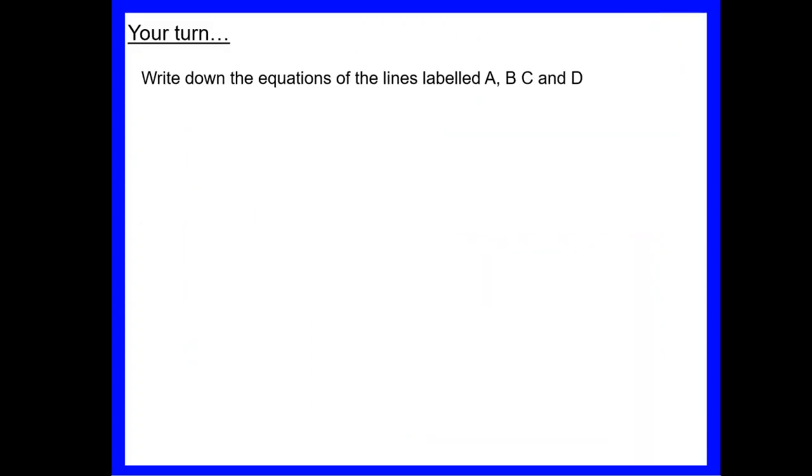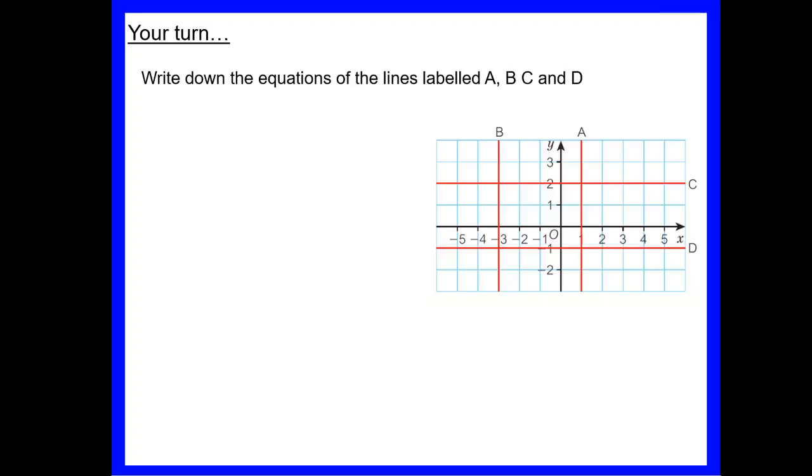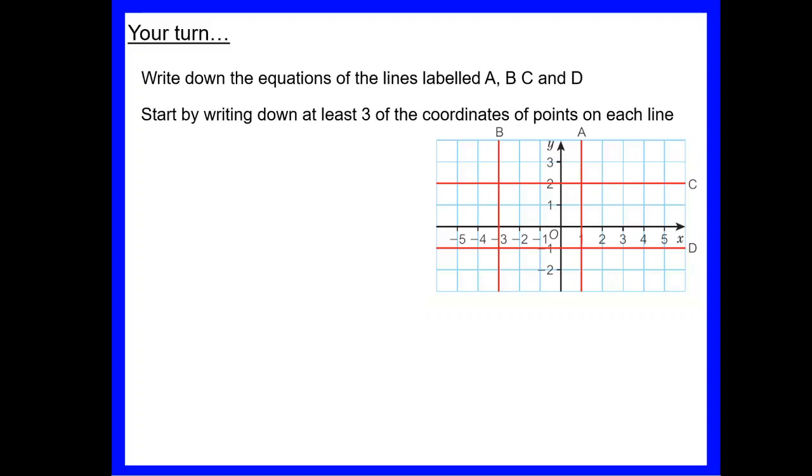Okay, so your turn then. We're going to write down the equations of the lines labelled A, B, C and D. You need to start by writing down at least 3 coordinate points on each line and then looking for that pattern. So is it the x coordinate that's the same or the y coordinate that's the same, and how much is it? That will help you to label them. All right, so if you pause the video now, have a go at that in your book.